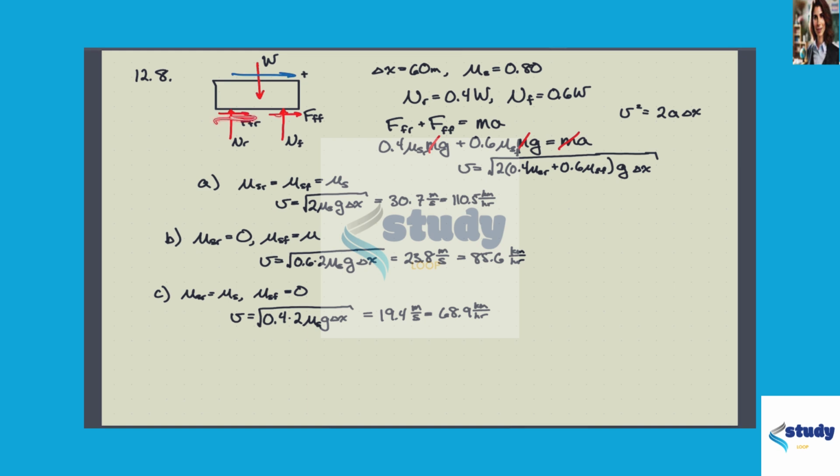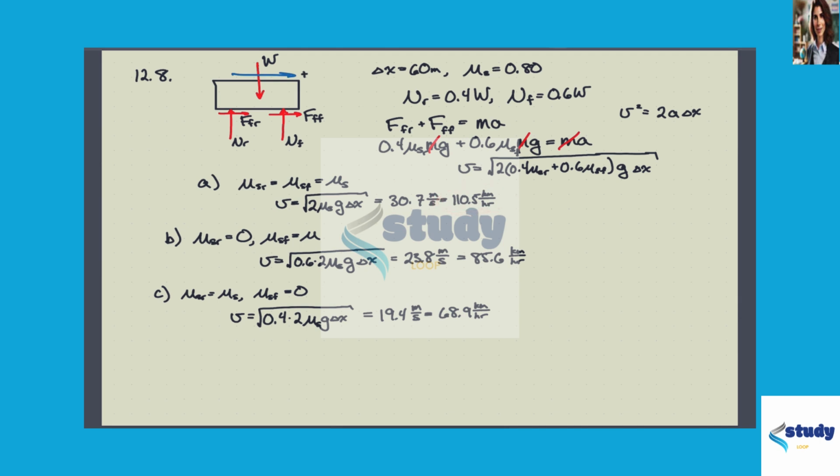Because we're talking about the maximum velocity you could attain, the static friction is going to be this maximum. With any greater acceleration, the tires would start to spin. So in this case it just becomes mu s, and V equals the square root of 2 mu s g delta x. That gives us 30.7 meters per second, or 110.5 kilometers per hour.